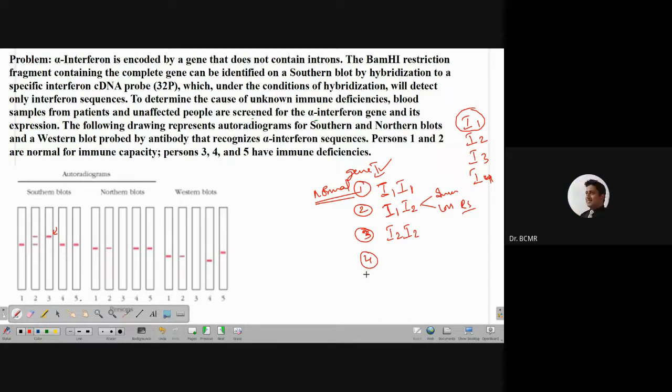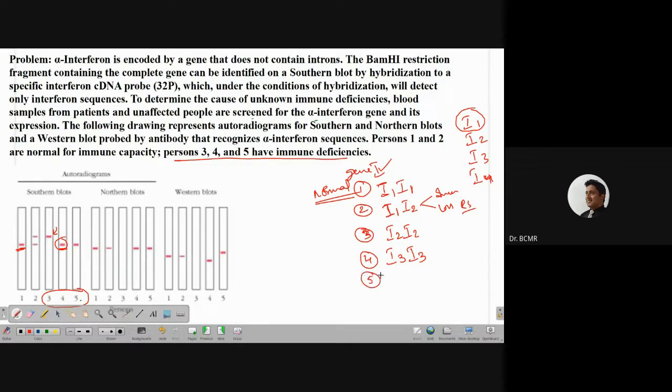Yeah, but okay, for the moment it could be, but the question says that these 3 people are affected. Although the bands are the same, the people 3, 4, 5 have deficiencies. That means it is not the same. The band looks the same. Maybe there are some single nucleotide polymorphisms which cannot be detected, or some substitutions or even some kind of deletion. Any kind of variation that does not affect the size. So you can take it as homozygous for I3 because they're not forming 2 bands. It could be.